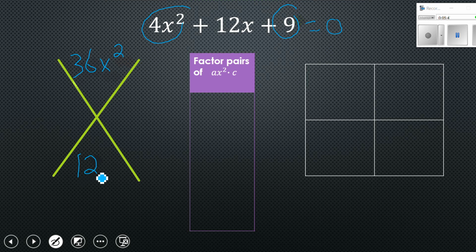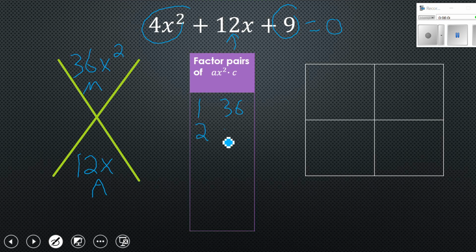We're going to put our bx term down below. And then we're going to figure out factor pairs of 36. So two things that multiply to 36 but add to 12. Now, if you can do this mentally, that's great. But if you have a complicated example, this one's not too bad. You could just list out your factors of 36.